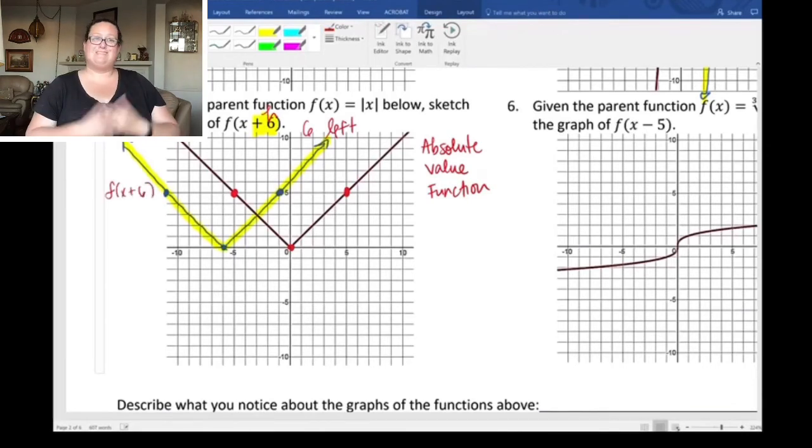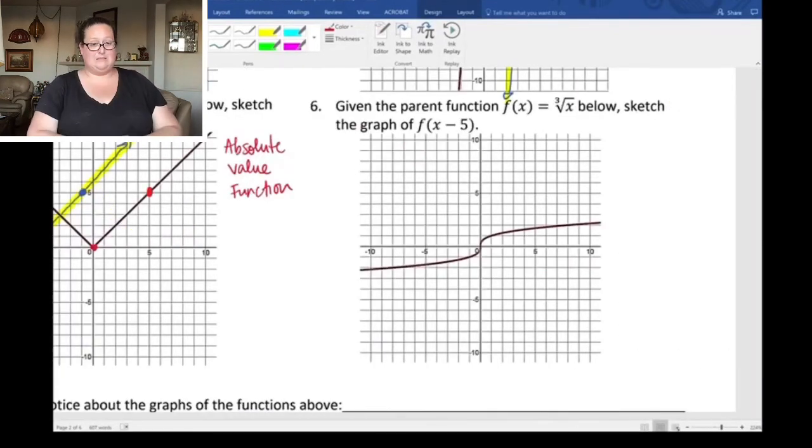Okay, let's graph one more, and then we'll move on to some more challenging questions. Problem number 6. Given the parent function f of x equals the cube root of x, sketch the graph of f of x minus 5. Because the graph looks like an S, I know that this is a cube root function. So now let's graph f of x minus 5. The minus 5 is inside of the parentheses. That tells me that we need to move the graph 5 units to the right. And the minus 5 is our h.